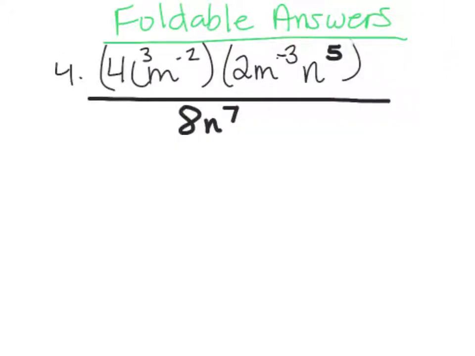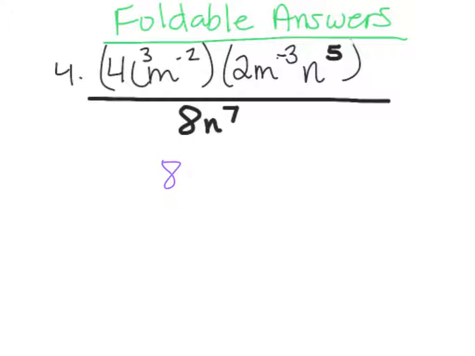Okay, for this one, same thing. Simplify out what you can and then move things around. Don't try to do too much at one time because then it gets confusing. So the first thing I'm going to do is multiply my whole numbers. So 4 times 2 gives me 8. So I'm going to have 8.